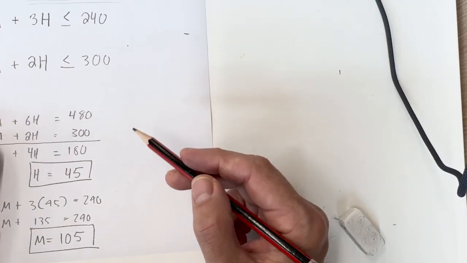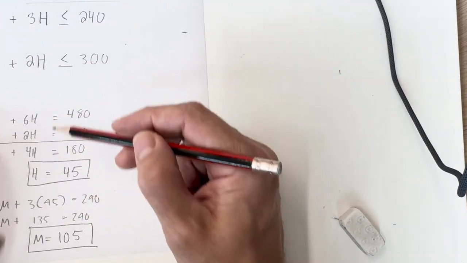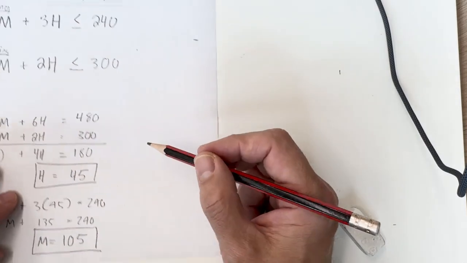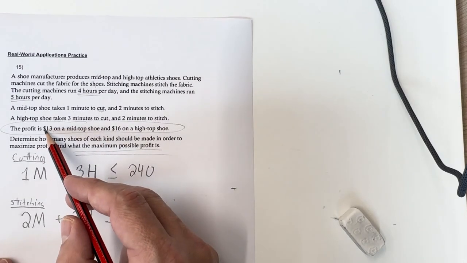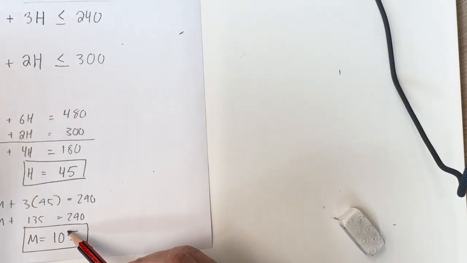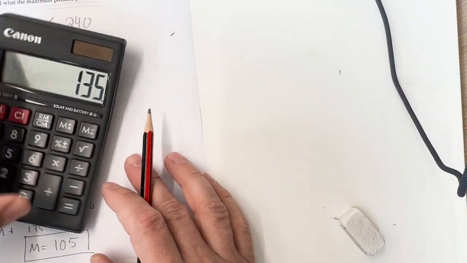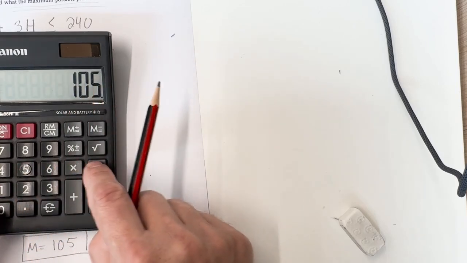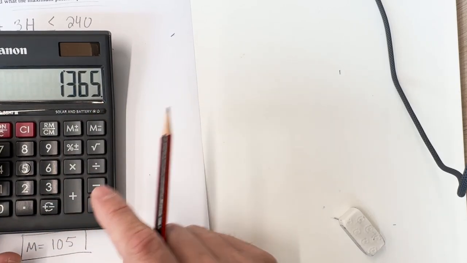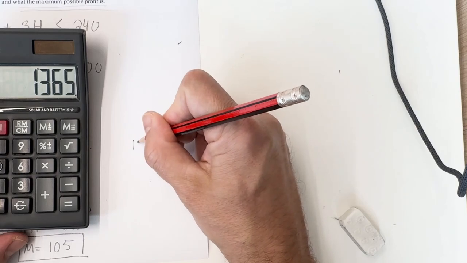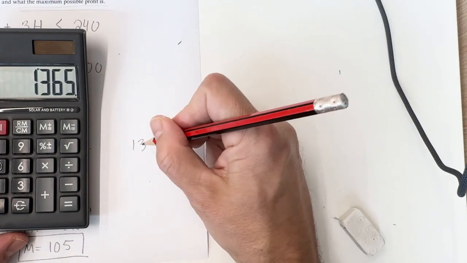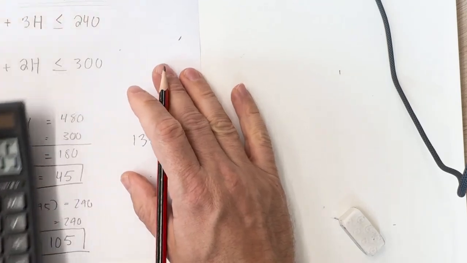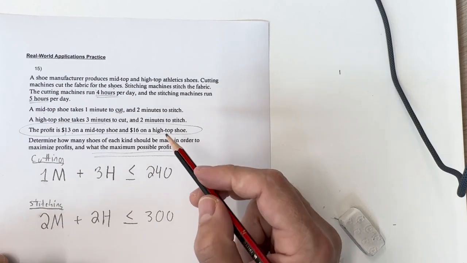Okay, so you just need to know that for mid-top shoes, you get $13. I'm sorry, I pointed up here. For mid-top shoes, you get $13. So 105 times 13, let's just do this right here. So the mid-top shoes make you $1,365.